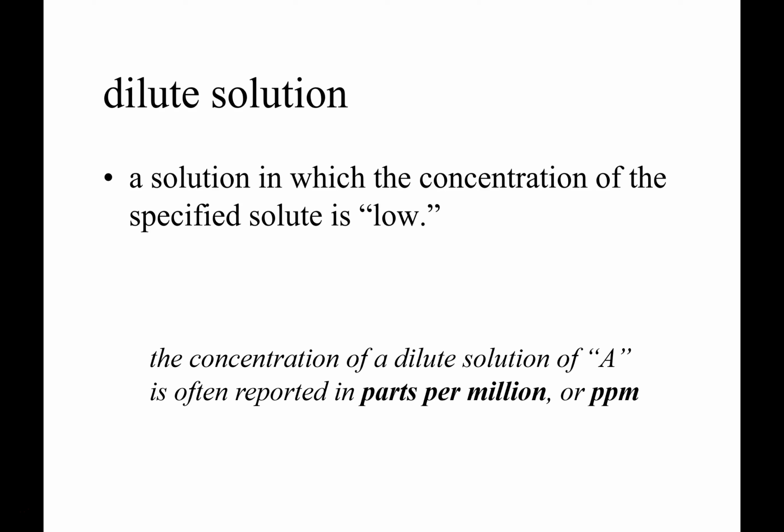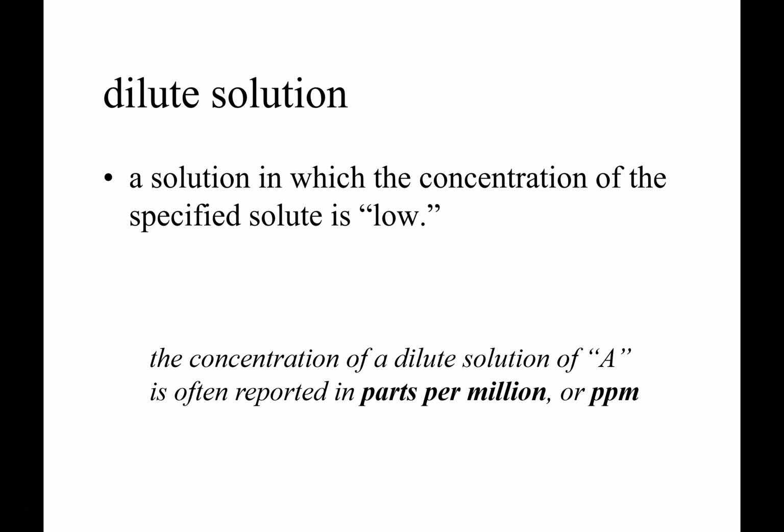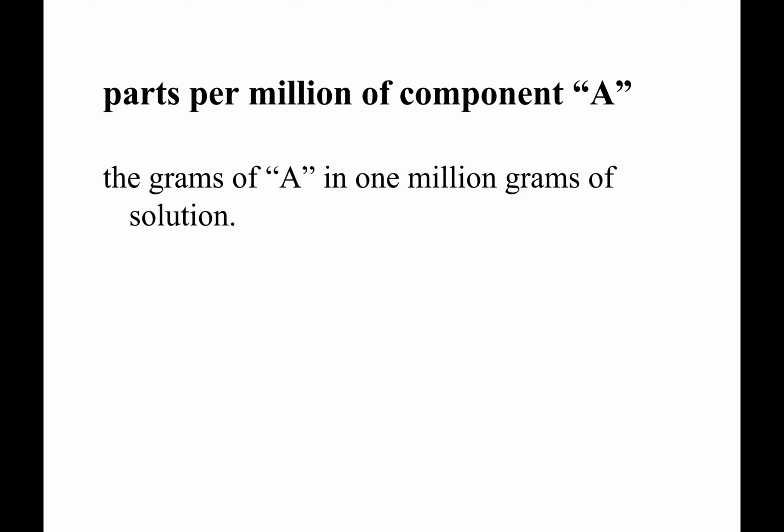So dilute solutions have a small amount of solute and a large amount of solvent. A very common term, especially in environmental samples, is parts per million. Million is 10 to the 6th. So let's look at what parts per million means. That's ppm, parts per million. And what is ppb? Parts per billion, yeah. 10 to the 9th, exactly.